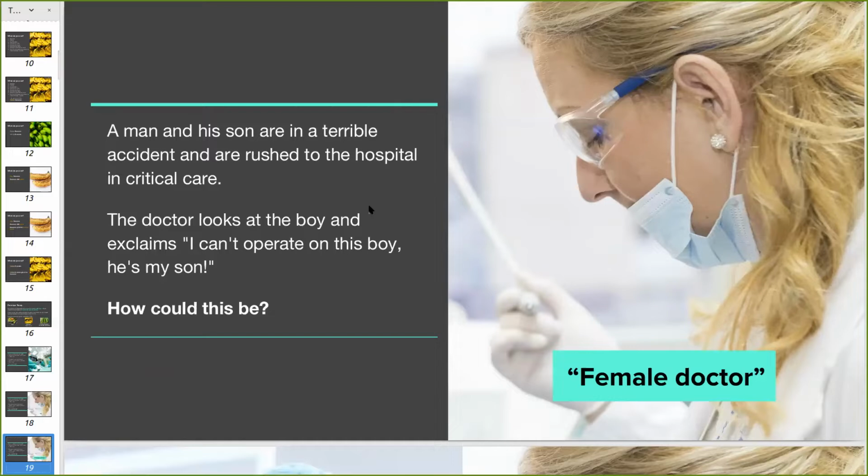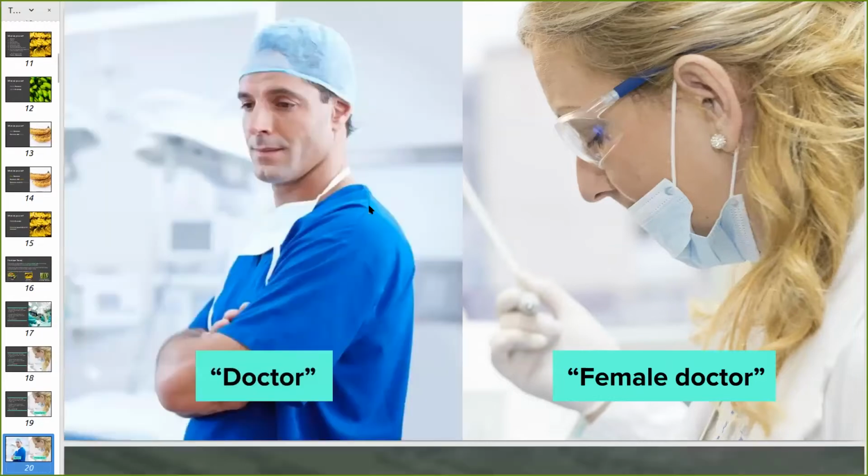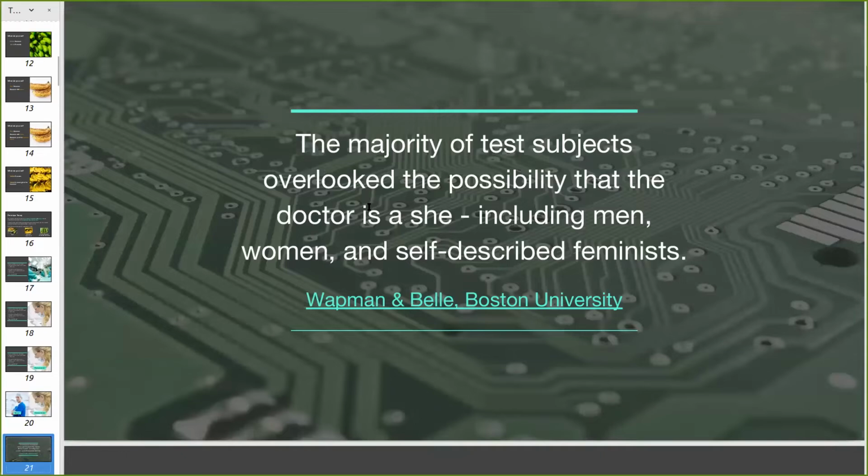So here we have a female doctor, and it's her son. The doctor says, "I can't operate on this boy, he's my son." The majority of test subjects overlook the possibility that the doctor is a she. The candidates who were asked this question included men, women, and also some feminists, and the majority of these people didn't think of the possibility that the doctor could be female, the mother of the boy who met with an accident.